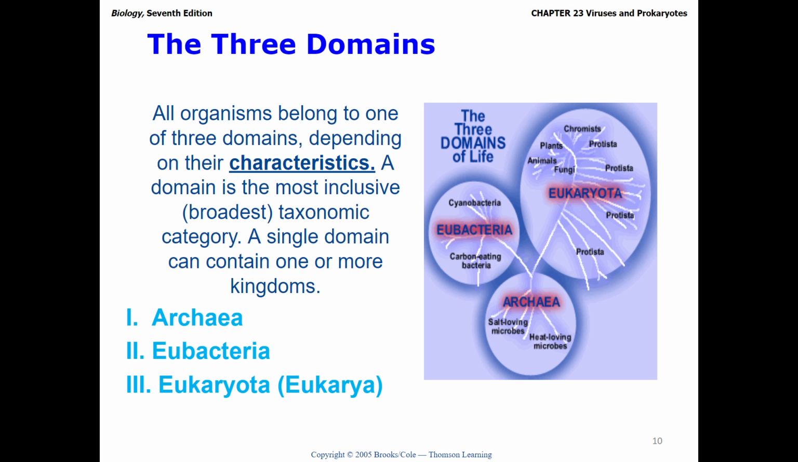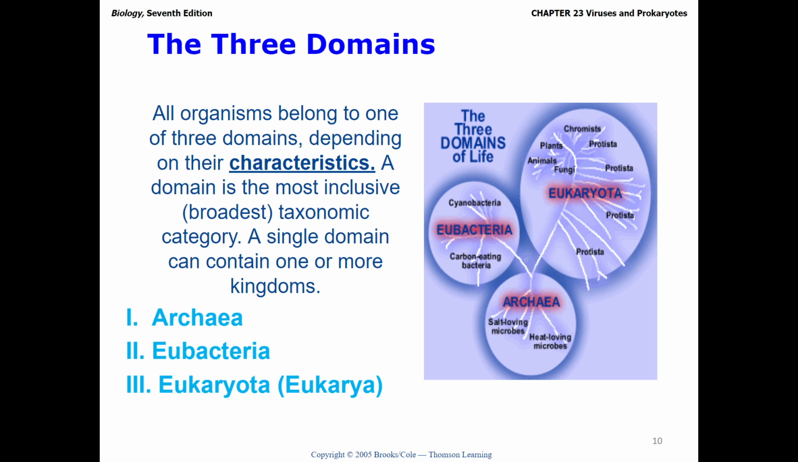So next we can actually look at one of these taxons, domains. There are 3 domains, and all organisms belong to one of the 3 domains, either bacteria, archaea, or eukarya. A domain is just going to be the most inclusive or the broadest taxonomic category that there can be. It's even more broad than kingdom. A single domain can contain one or more kingdoms. For example, the kingdoms of Animalia, Plantae, Protista, and fungi would all be within the domain Eukarya.